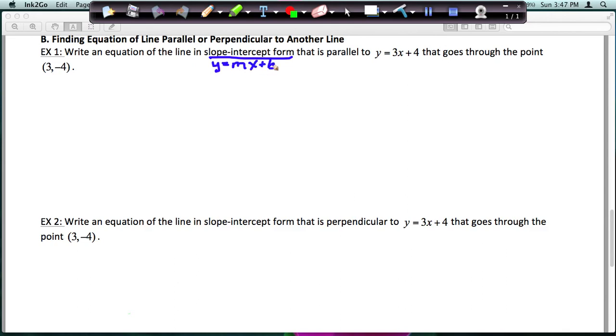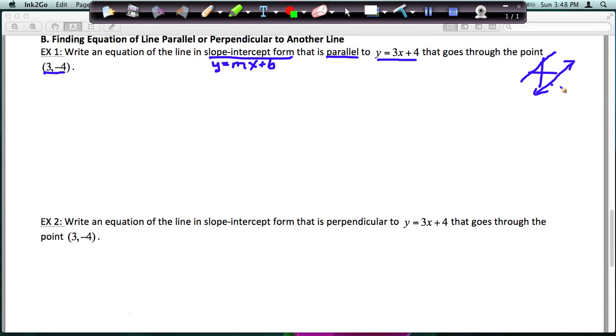So that is parallel. So remember when we said they're parallel, that means their slopes are the same, to y equals 3x plus 4 that goes through the point 3, negative 4. So basically what this is saying is that I have y equals 3x plus 4. I'm just going to draw a really rough estimate. This is a positive slope that goes through the y-intercept of 4. So here's a line somewhere along there. And I have a line that's parallel to that goes through the point 3, negative 4. And I'm trying to find the equation of this line right here that is parallel to it.